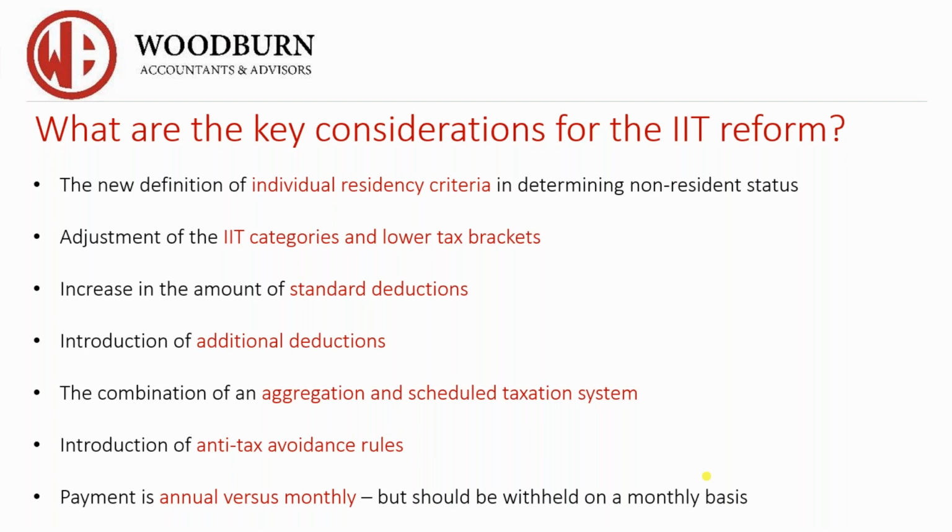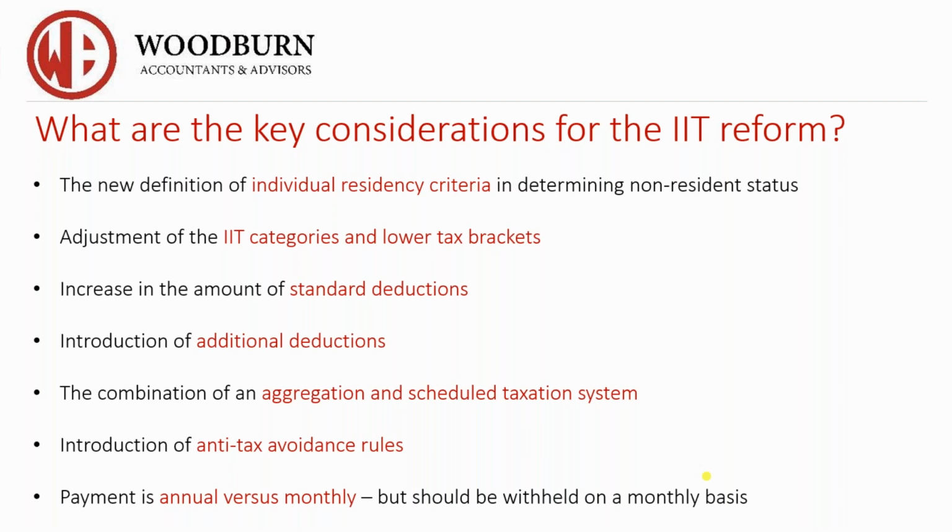So now the residency is considered 183 days in a calendar year. It's an adjustment to the IIT categories and having lower tax brackets. It's an increase in the standard deductions. It's an introduction of additional deductions and allowances. It's the combination of an aggregation schedule taxation system.